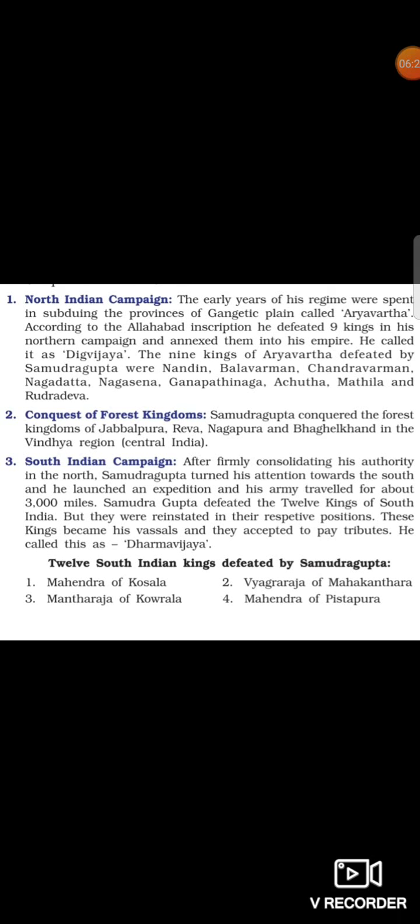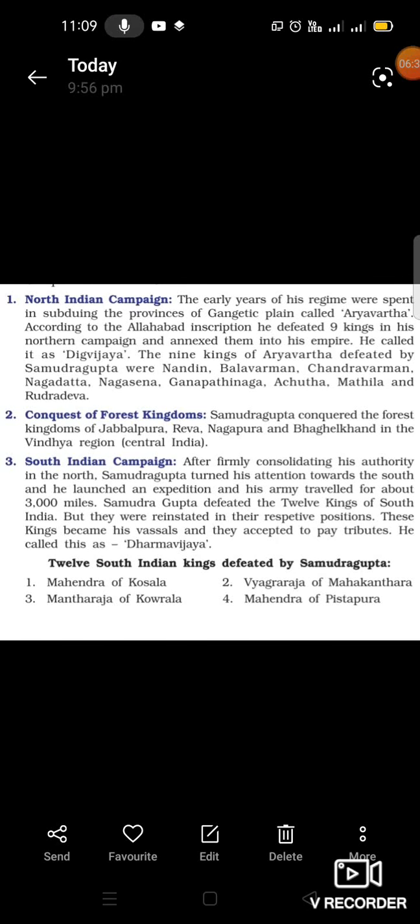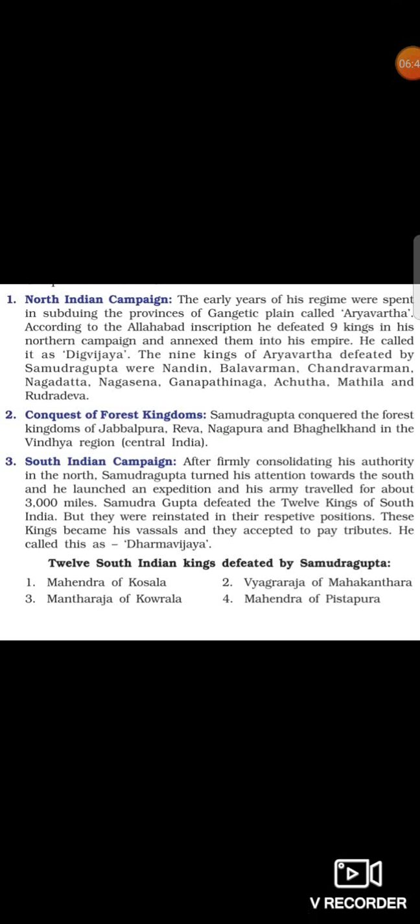Second, conquest of forest kingdoms. Samudragupta conquered the forest kingdoms of Jabbalapura, Rewa, Nagapura, and Bhagalkhanda in the Vindhya region. It means central India.